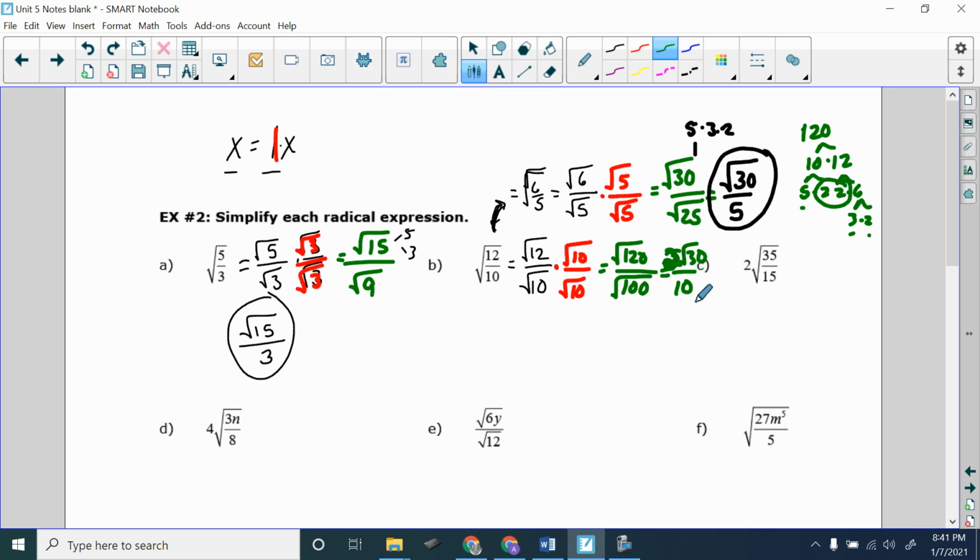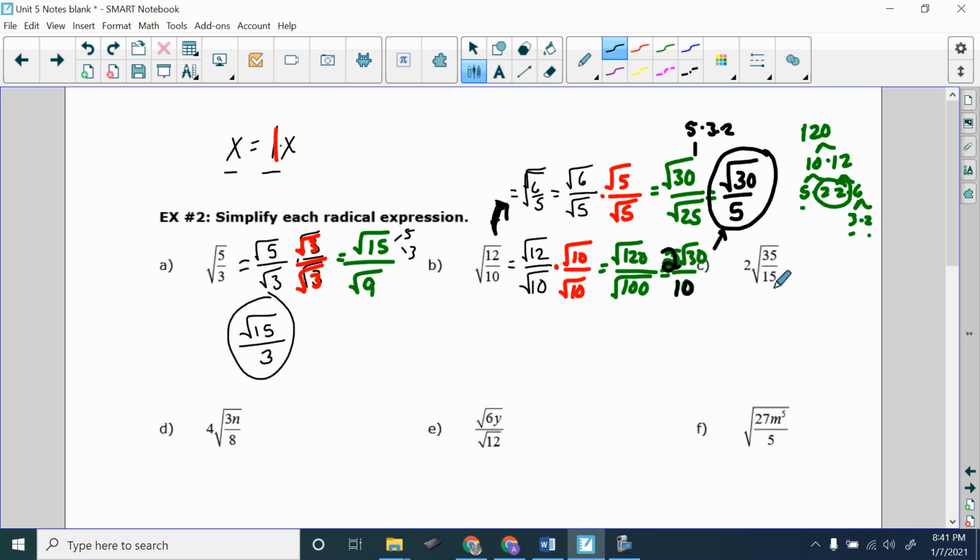But I'm not done here because the 2 and the 10 simplify. So this 2 and this 10 simplify. 2 goes into here once, 2 goes into here 5 times. So the top is now a 1 and the bottom is now a 5, and I have the same answer. So by simplifying first in the first place, you avoid having to simplify at the end.